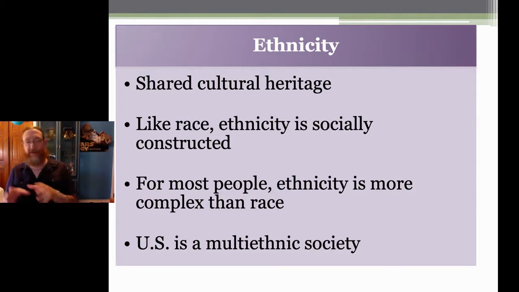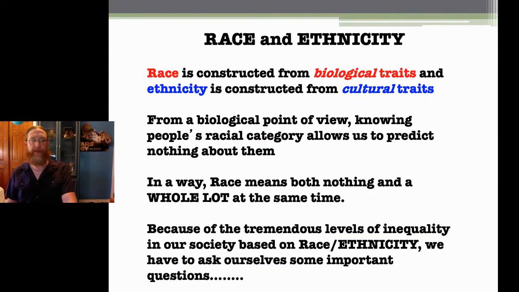Ethnicity is more complex than race for most folks. And the United States is a multi-ethnic society. And yet, of course, we know we're multicultural, multi-ethnic. We also struggle quite a bit with it, in large part because we have not addressed the institutionalized racism and discrimination, which prevent us from enjoying and understanding that equality is an important component. You just can't be a multi-ethnic or racial society with massive amounts of inequality and expect things to really work in a functional way. So race is constructed from biological traits, but we know, if there's an element of that, it's race.